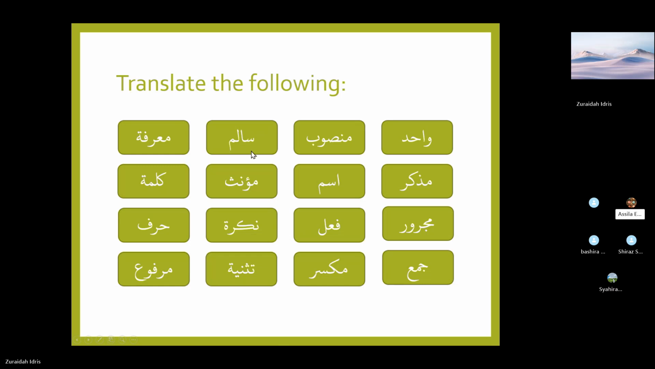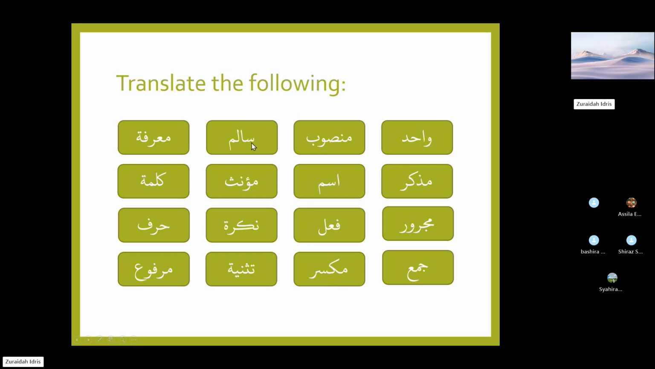And then broken, maksira. How come? What's that for? When do we use it? Mukassar. Broken is for plurals. Remember? Plurals that are not salim. Meaning that when you look at the broken plural, you don't see the original singular word, wahid, in the mukassar. It's all broken up.